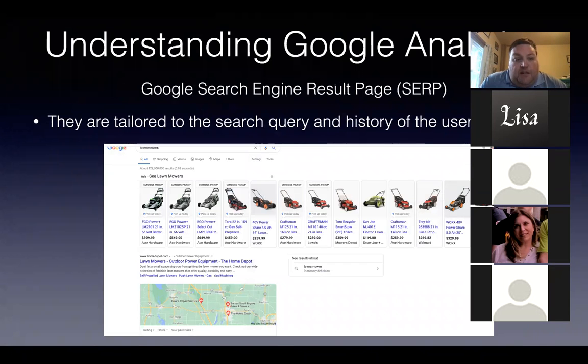The search was lawnmowers, and you have a lot of different options here. Something to keep in mind is that results are tailored to the search query and history of the user. So how somebody might put in lawnmowers may differ from the next person who looks for it, just based on their search history. As you can see here, a lot of times with search engines, advertisements in Google will always be pushed to the top.